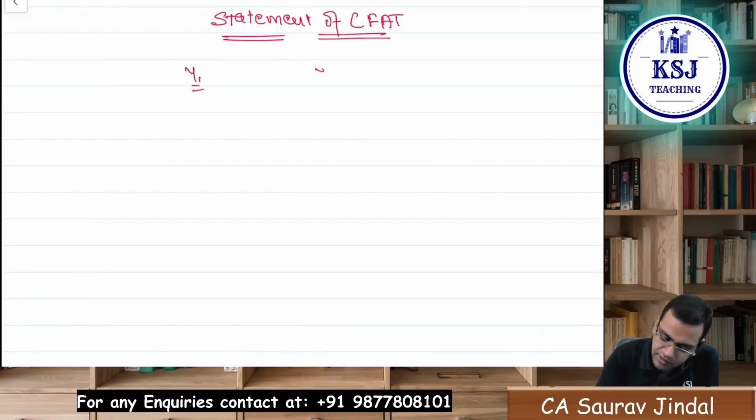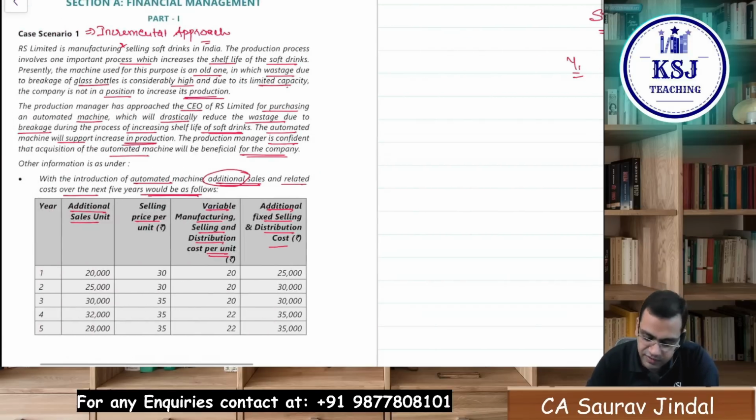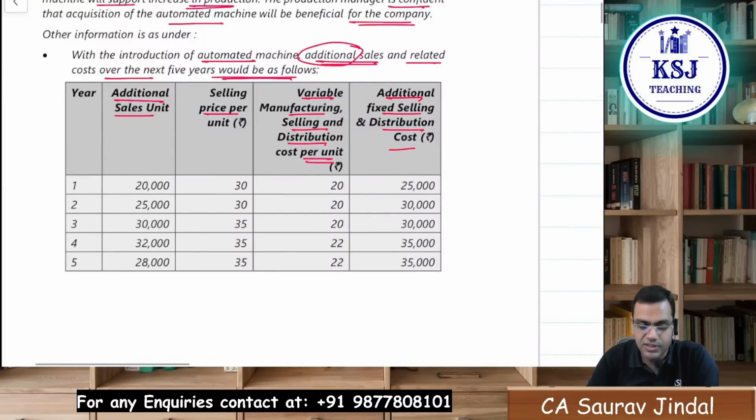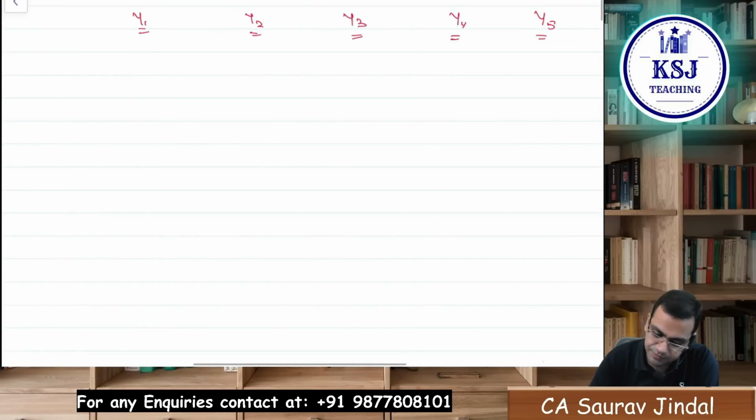Year number 1, year number 2, year number 3. Then we have year number 4 and year number 5. In the statement of CFAT, what is the first thing that we will take? The first thing that we will take is sales. Sales will be 20,000 multiplied by, right? This multiplied by this, multiplied by this. This is all incremental. We are calculating incremental only, right? So sale units multiplied by selling price per unit. So the first thing we'll take here is sales.